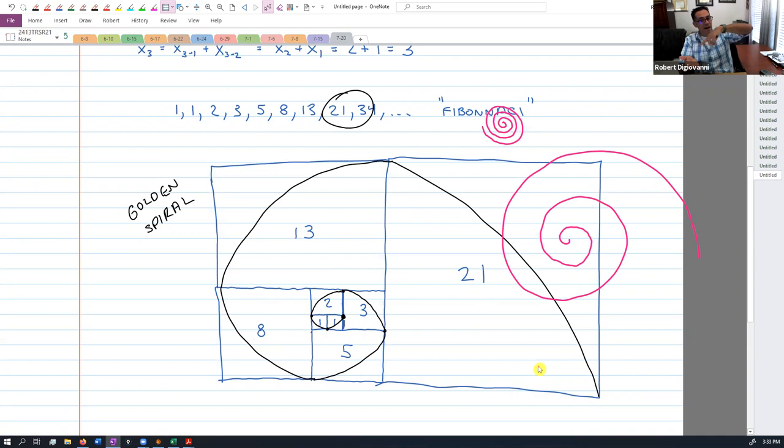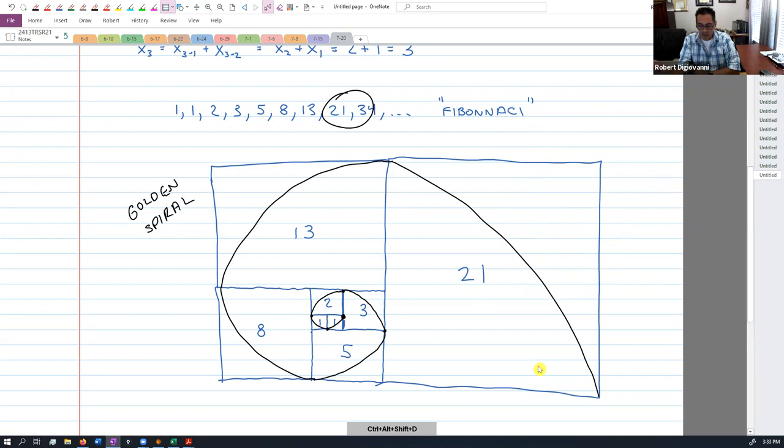Now I've heard that, but I've heard more recently that that's kind of a bunch of bullshit and that we're looking too hard to match something up, that it doesn't have to be the golden spiral. So I've heard it debated both ways, but I think it's interesting either way.